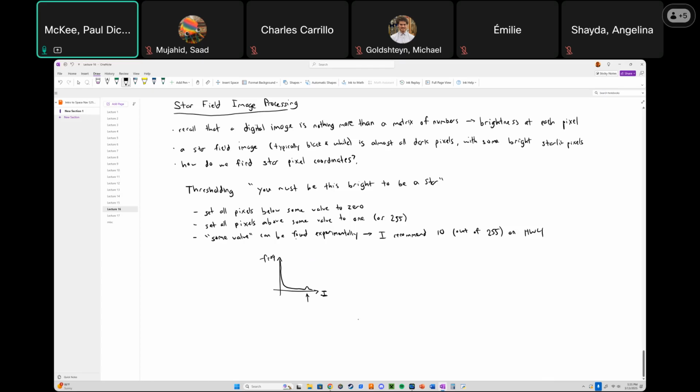And generally, we just pick a point right about here, or it could be right about here, depending, and say, okay, everything dimmer, bring it down to 0. Everything brighter, bring it up to 1. And this is going to basically increase the contrast in your image. You're going to get some nice sharp stars. The reason we do this is for the next step, which is called connected components.